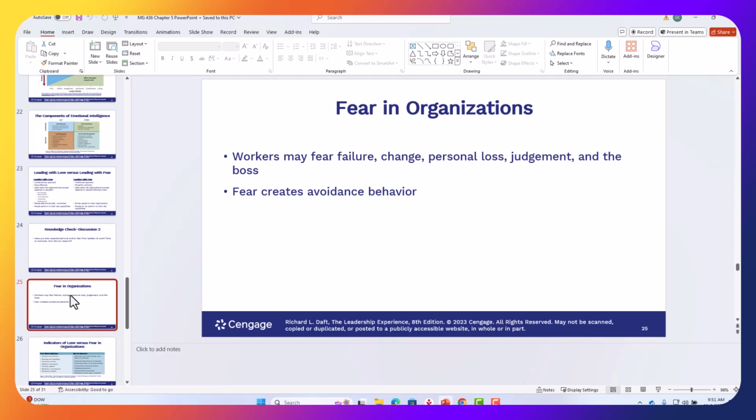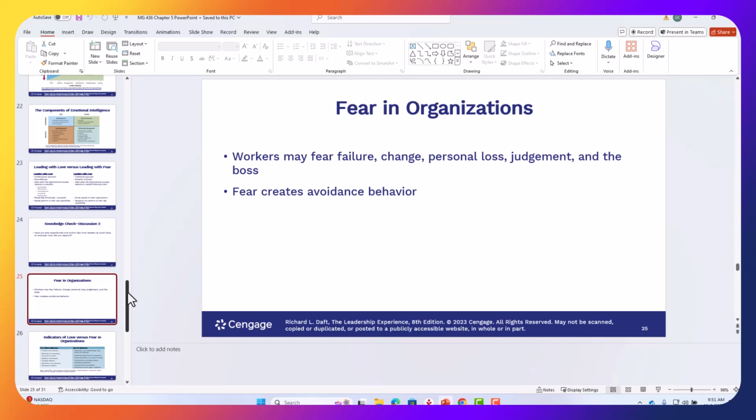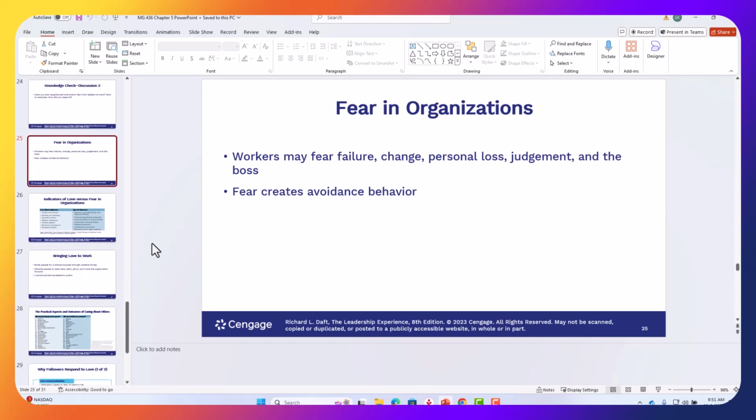Fear in organizations. Workers may fear failure, change, personal loss, judgment, and the boss. Fear creates avoidance behavior. So for people who believe that fear is the best way to lead, they're mistaken. And if they're thinking they're getting good results or whatever else, what they don't realize is the results could be better if they didn't lead with fear. When people are motivated by fear, they don't enjoy what they do. And people who don't enjoy what they do ultimately don't stay where they are. They will go somewhere else.